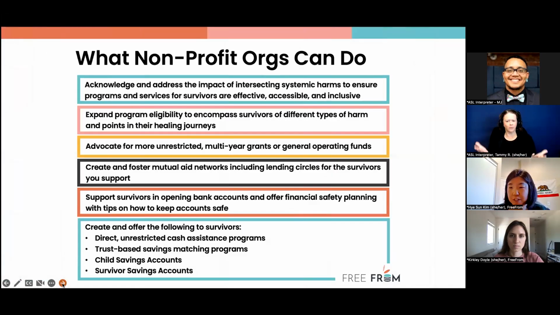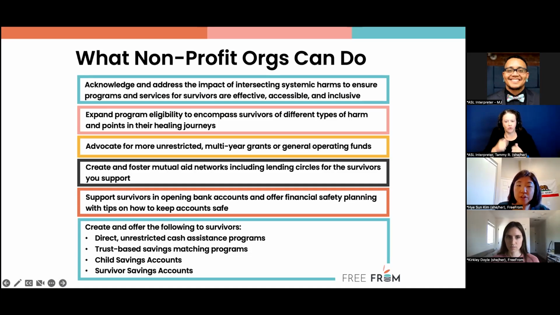So now what can nonprofit organizations do? As you guessed it, acknowledge and address the impact of intersecting systemic harms. Nonprofit orgs should also expand program eligibility to encompass survivors of different types of harm and points in their healing journeys. So making sure that you're not excluding, for example, survivors who are subjected to homelessness. Nonprofit orgs should also advocate for more unrestricted multi-year grants or general operating funds for that increased flexible funding. And nonprofit orgs should create and foster mutual aid networks, including lending circles for the survivors that they support.